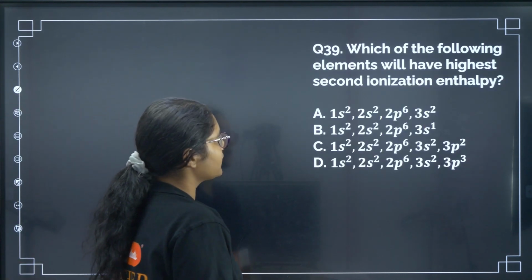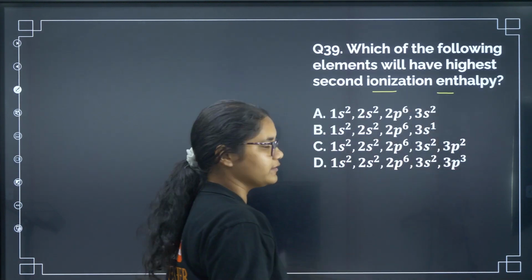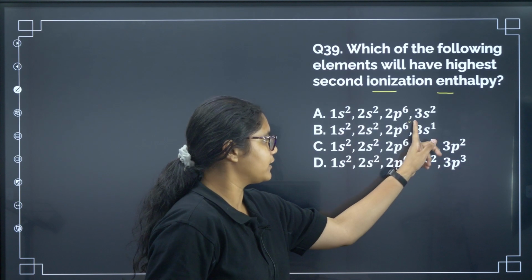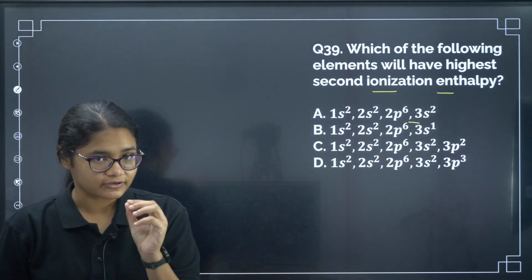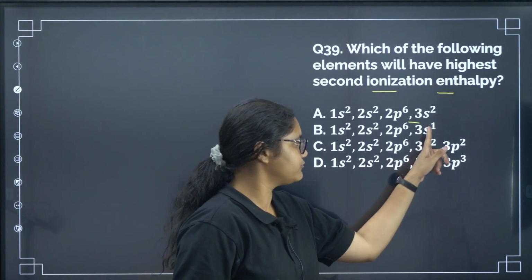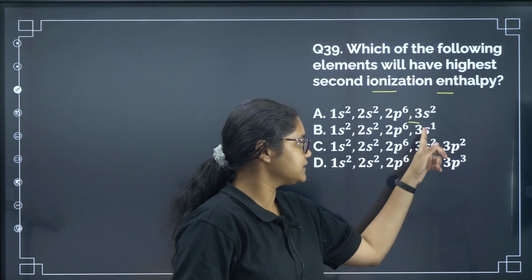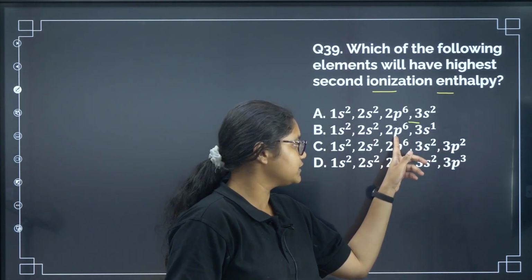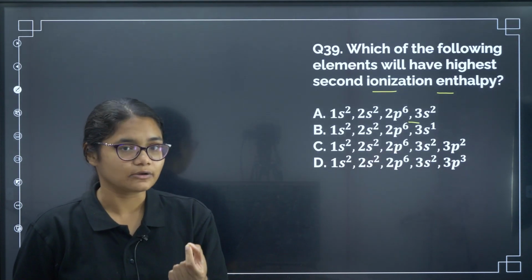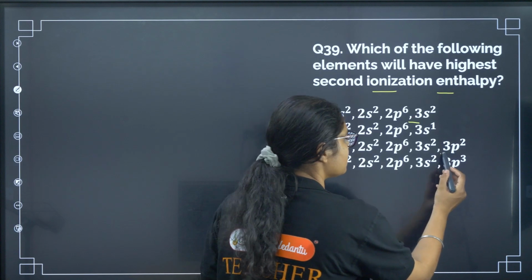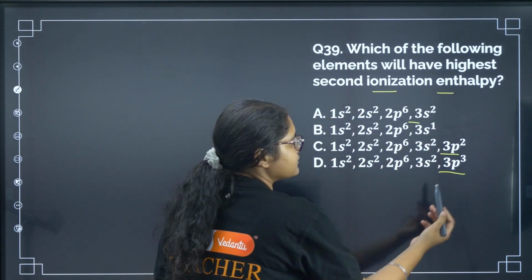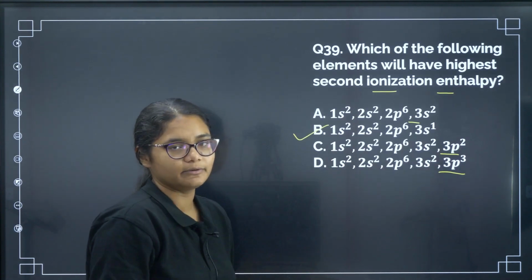Next, which of the following elements will have the highest second ionization enthalpy? Means to remove the second electron will require more energy. Okay, so if you see here, we will require more energy to remove the first electron because it is in a fully filled orbital. Now if you see option number B, the first electron we can remove easily because it is half filled. But when we go to remove the second electron, it is from a fully filled orbital, that is 2p6. So here you will require more energy. Now if you see here, it is not much difference because it is already unfilled. Here also same thing. So the correct answer for this question will be option number B.